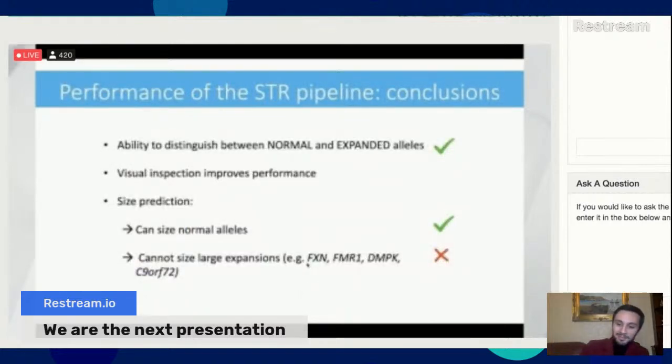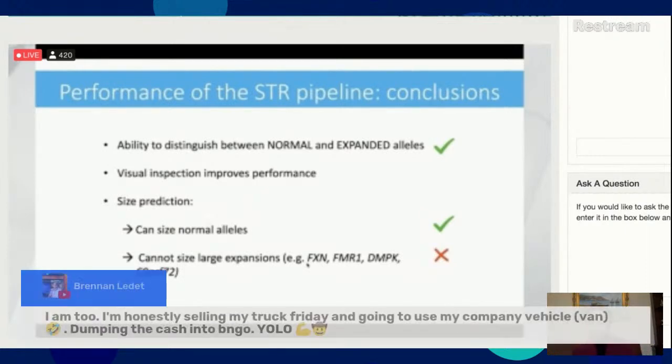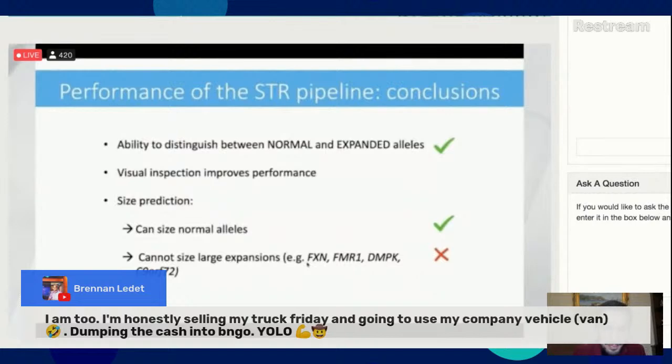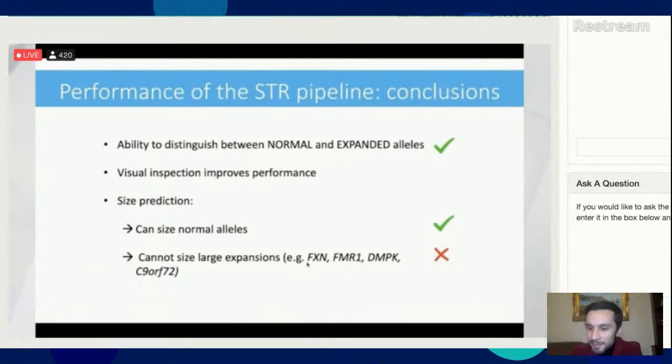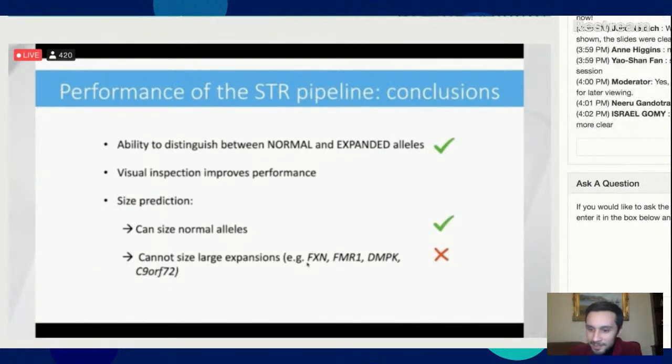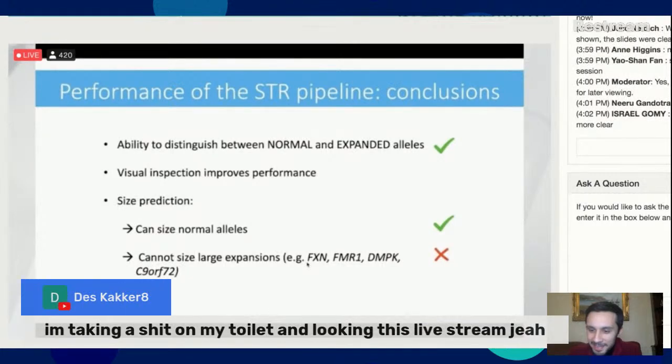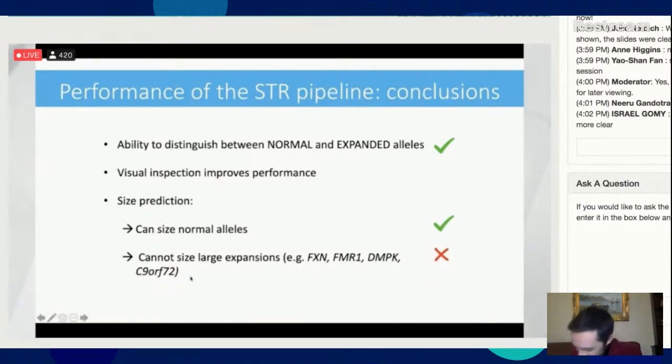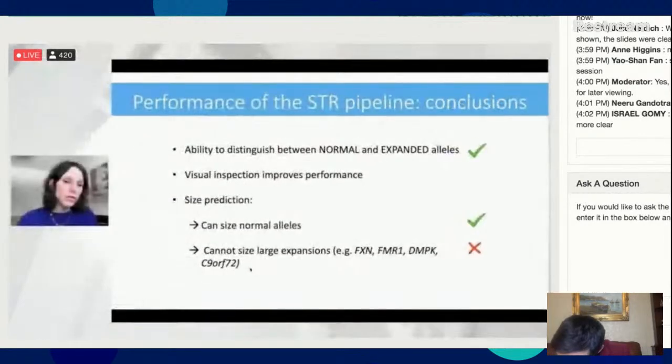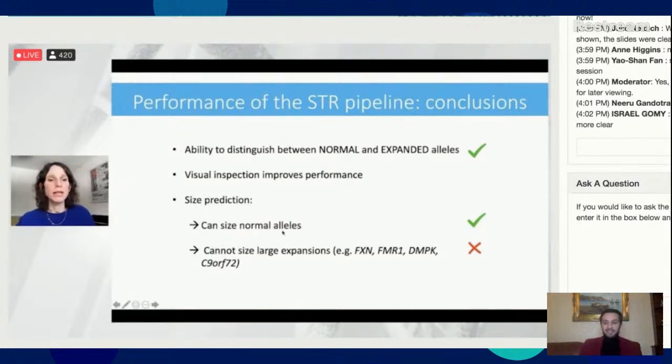So to conclude, for this first part of our study, we can say that the pipeline can distinguish between normal and expanded alleles with high specificity and sensitivity. Furthermore, the visual inspection improves the performance, especially to identify alleles with poor sequencing quality or mapping quality, and therefore improves the performance of the pipeline. With regards to size prediction, the WGS pipeline can size normal alleles, provided that they are smaller than the read length, but cannot size large expansions. So this will affect the sizing of expansions, for example, in FMR1, FXN, DMPK, or C9orf.